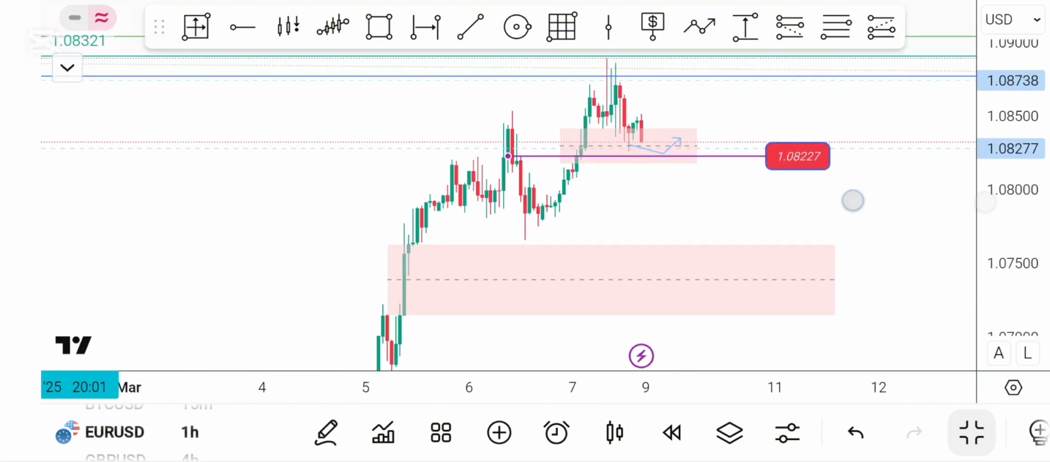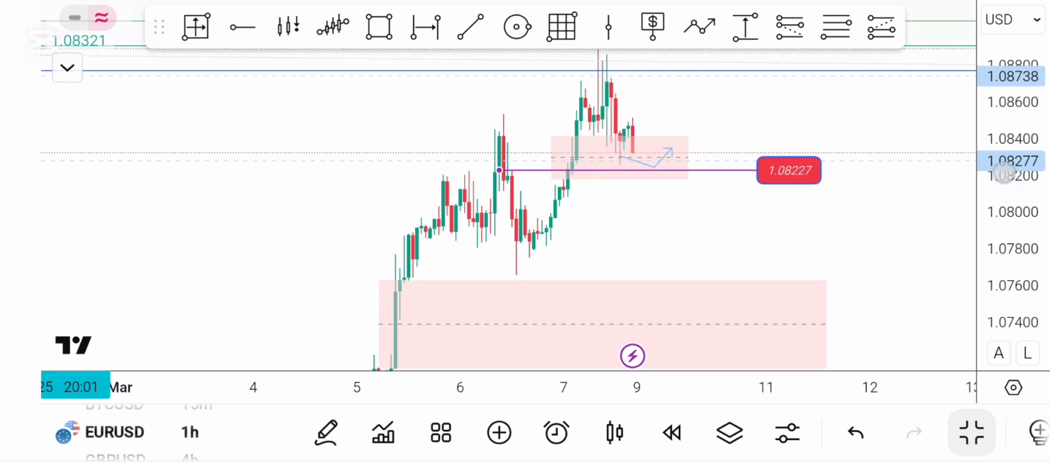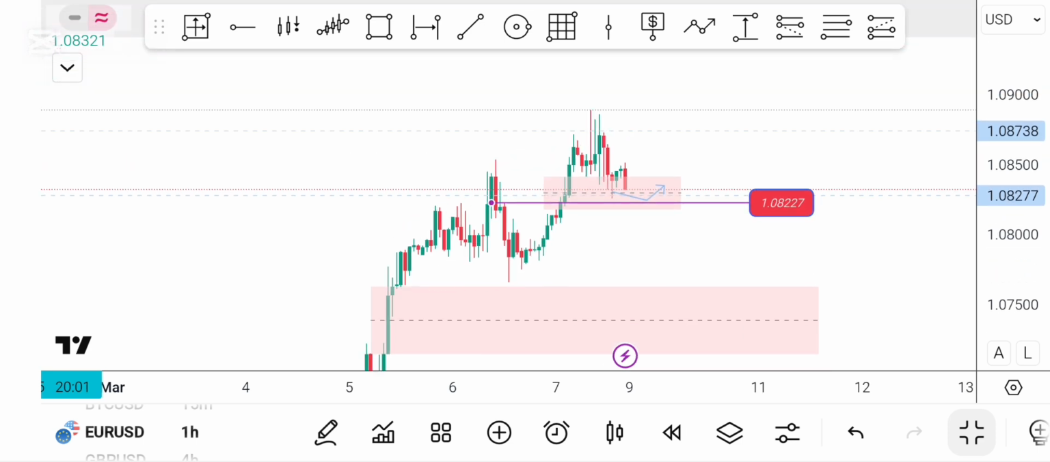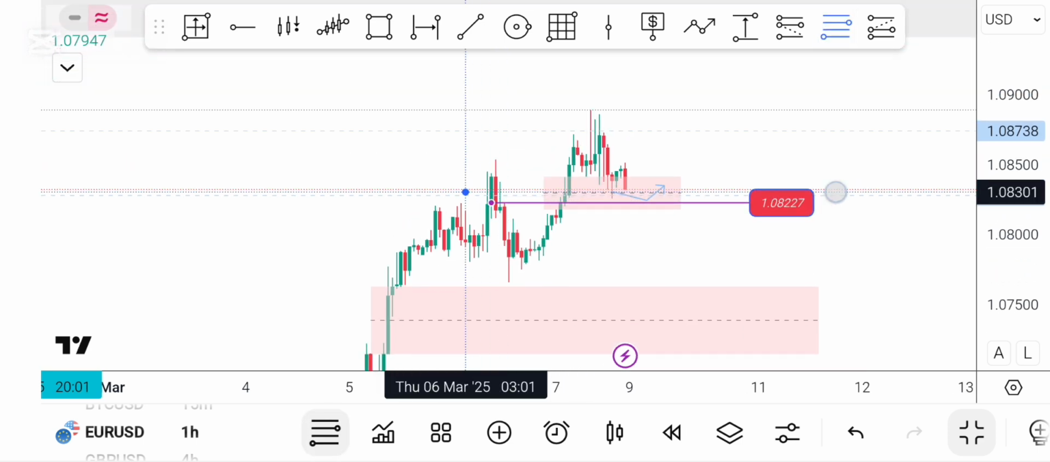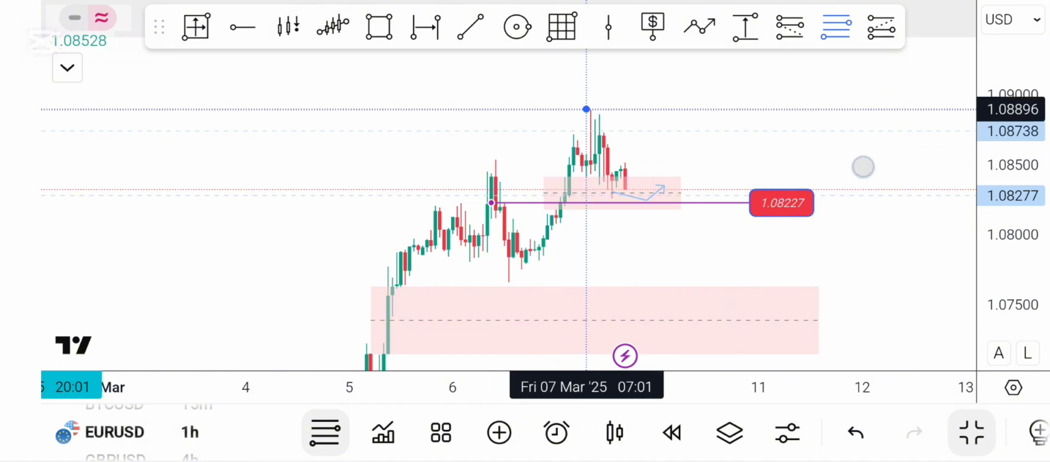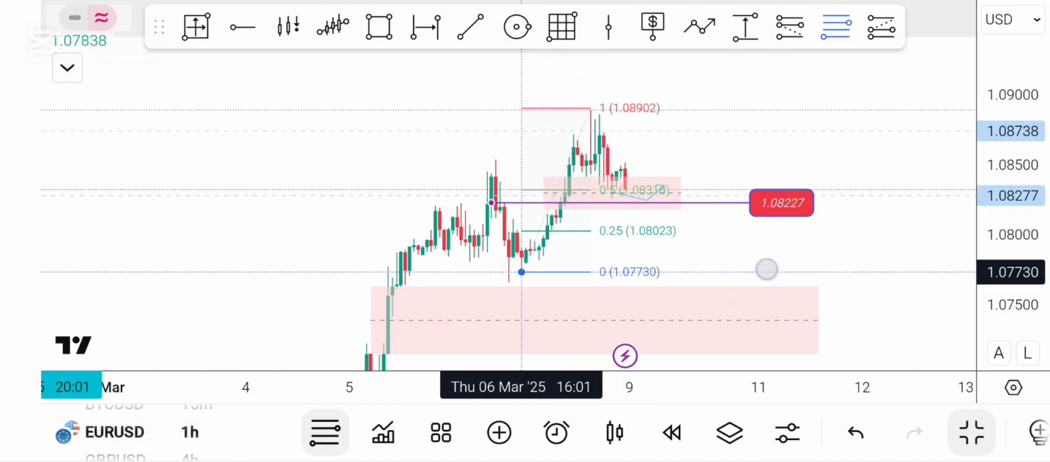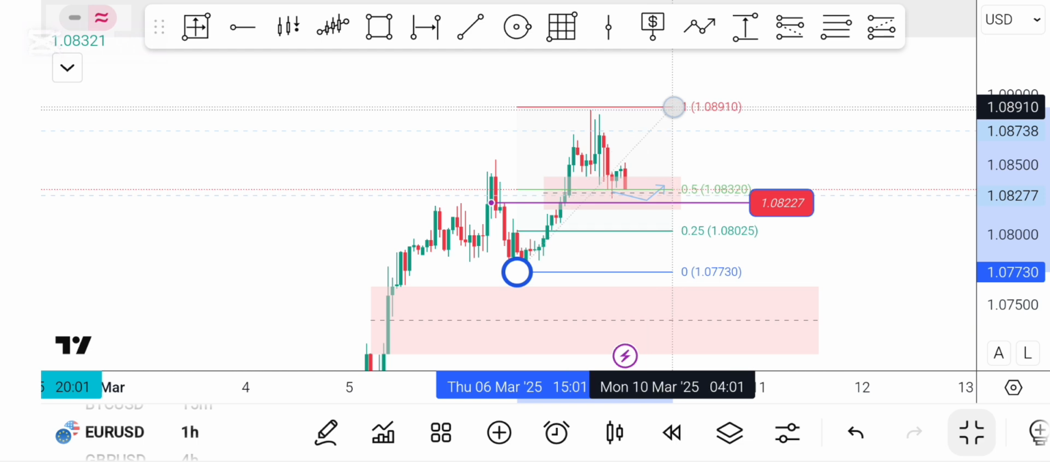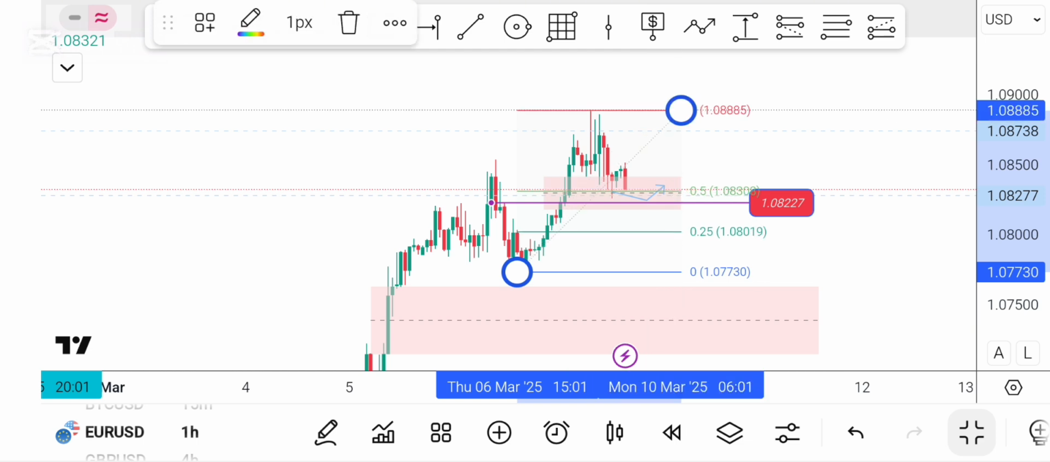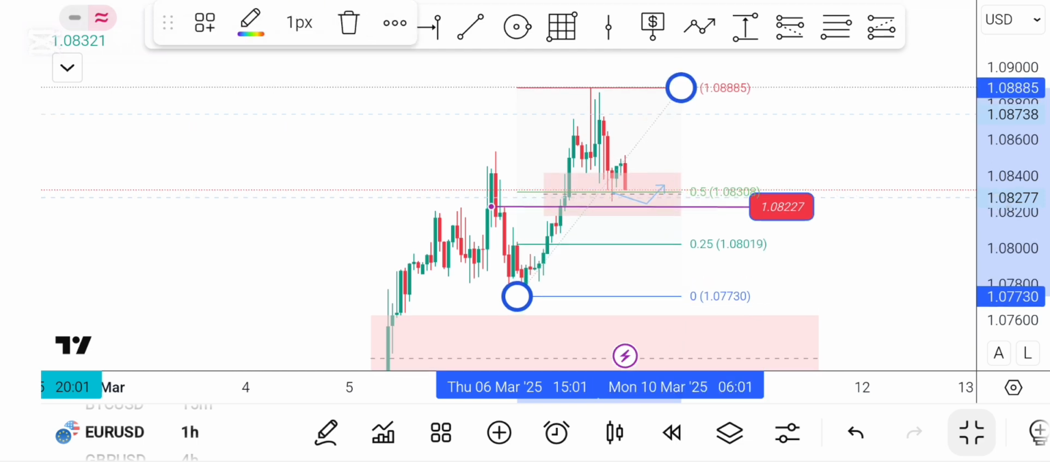Now on a 1 hour time frame also, we really don't have a lot happening here, but if we measure the high of this displacement right here and the low of this recent displacement, and we extend that across, we could be trading into the 50% range.